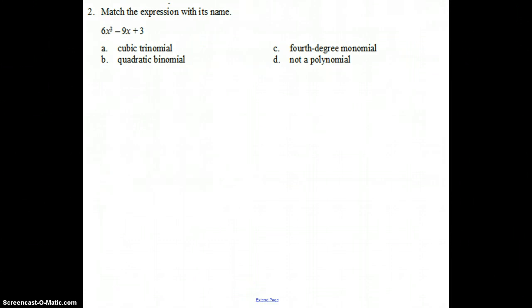This one says match the expression with its name. So first of all, this is already in standard form. First name is by degree, so the highest exponent is 3, so its first name is cubic. And there are 3 terms, so its last name is trinomial. So that means that our answer is going to be A. Okay, so first 2 pretty straightforward.